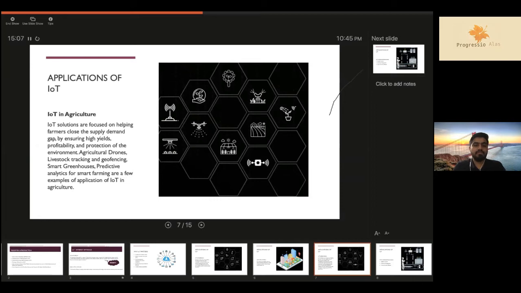At the same time, we can have livestock tracking and geofencing, where you can have small badges on your cattle, and you can track where they're going, and you can build an artificial geofence, so that whenever they cross that artificial geofence, you get an alert, because your cattle is maybe moving to some other field, or maybe out of your reach. So those are things where IoT is helping in agriculture.